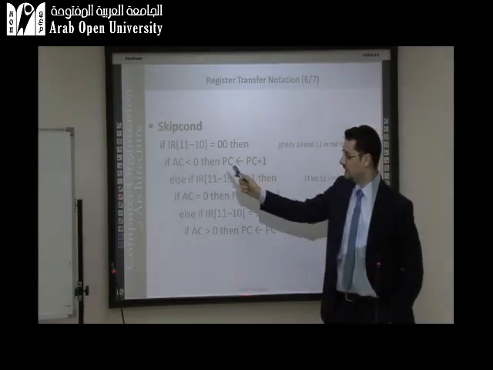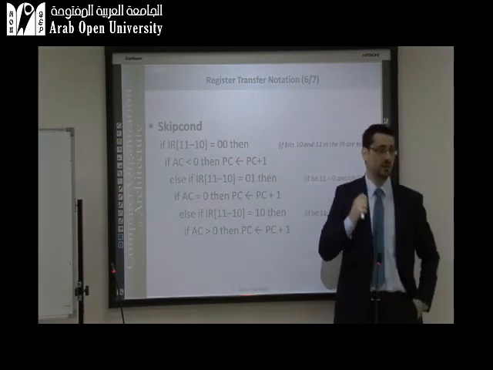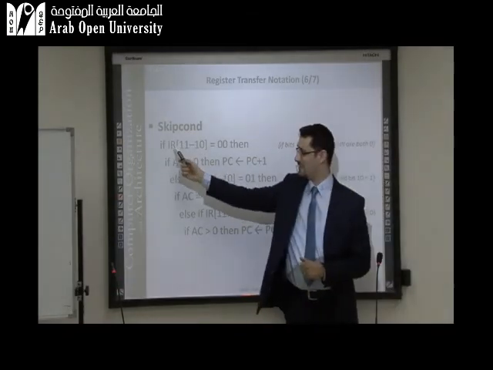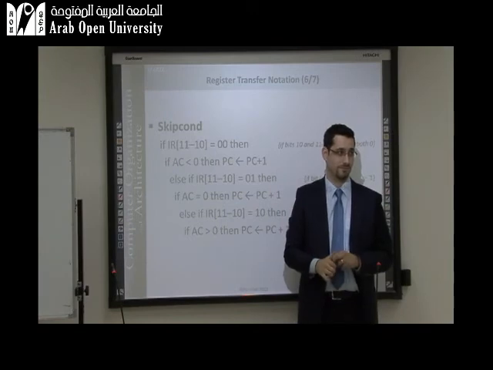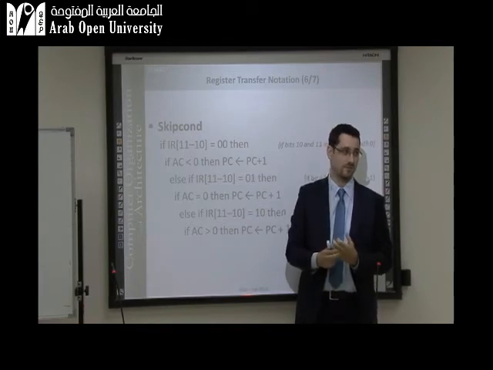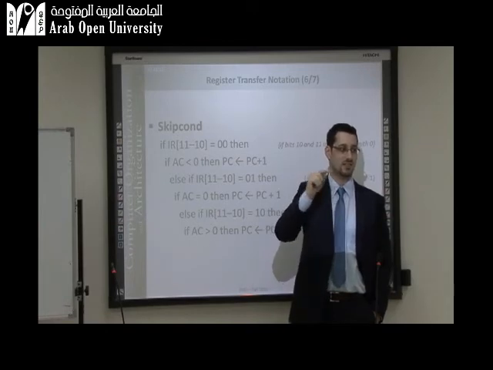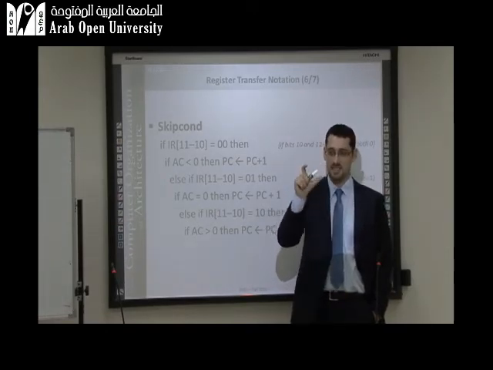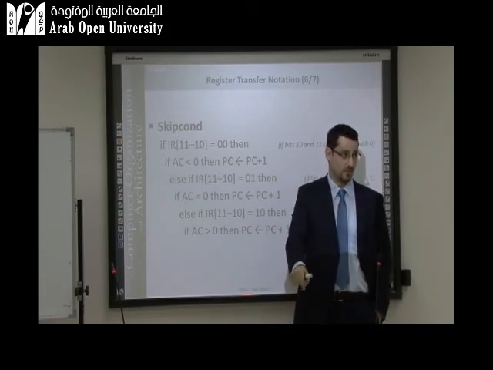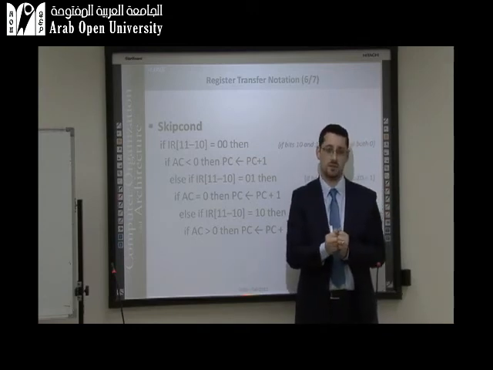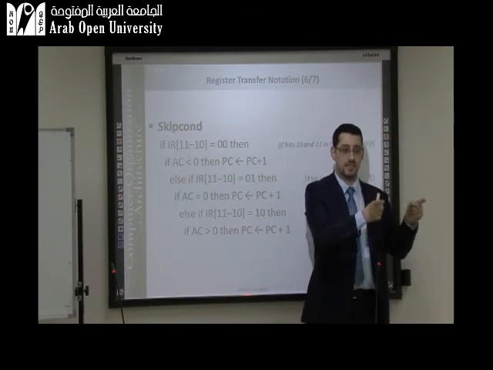Now, a note is that here we are using IR 11, 10. We are not using B11, B10, as we've done previously. Why? What does IR mean? It's a register. But what is this register, IR? Does it remind you of anything? We gave this abbreviation. This is the instruction register, the register that stores the instruction that is being decoded and executed now. When you fetch your instruction from the memory, it will be stored directly inside the instruction register.